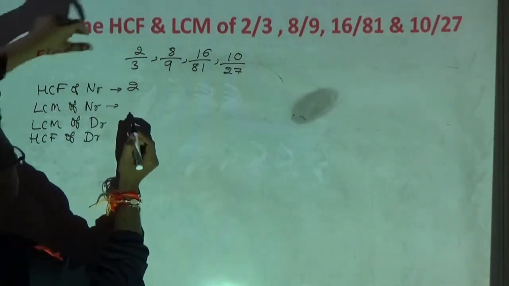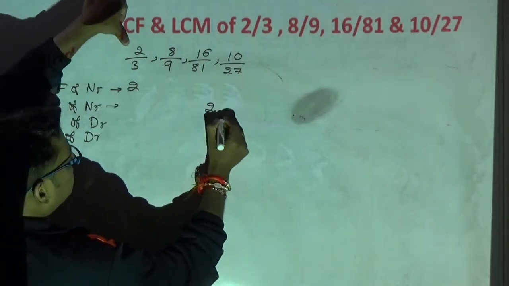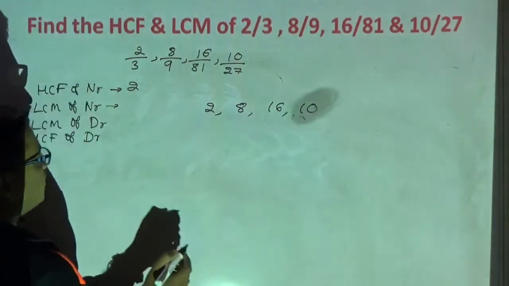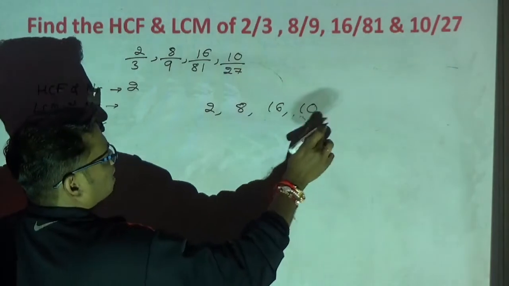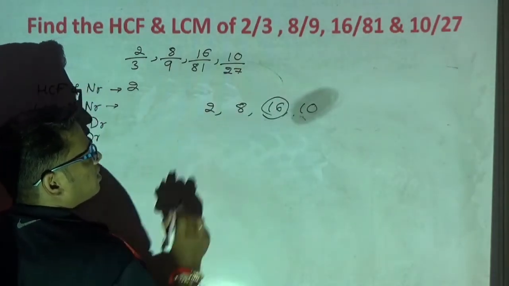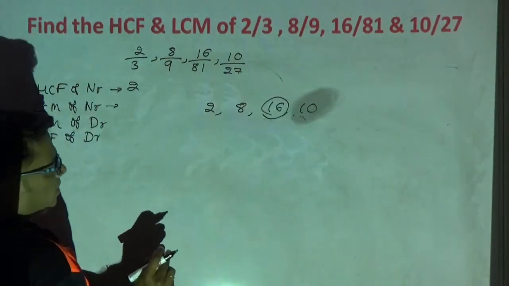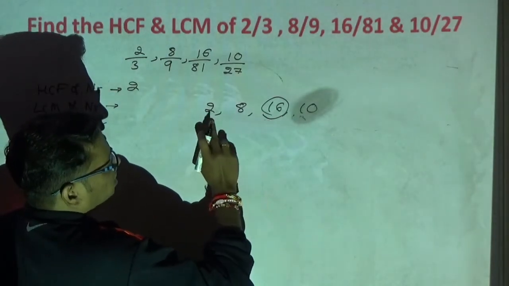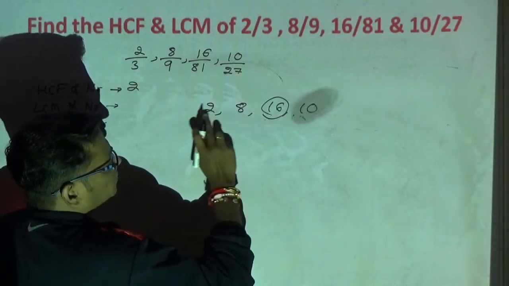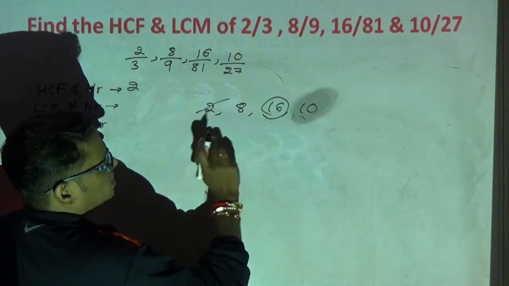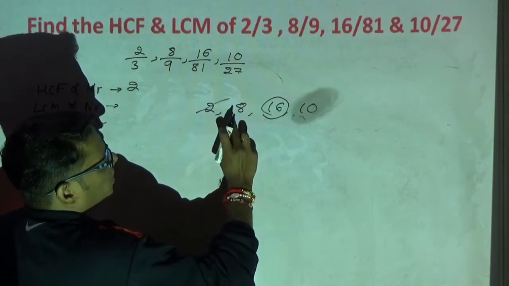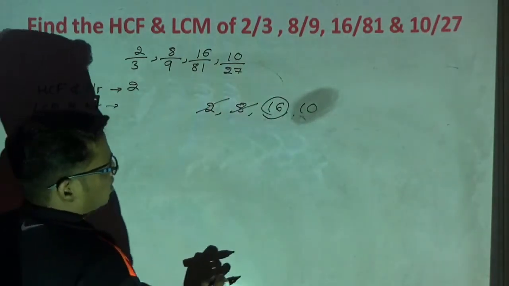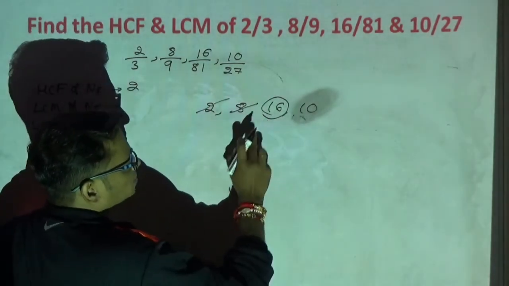Now the LCM of the numerators. I want to find the LCM of 2, 8, 16 and 10. How to find the LCM? Which is the biggest number among all these? 16. Whether 16 can be divided by 2? Yes, I can divide. I will ignore this. From 8, can I divide? Yes. From 10, I cannot divide 16.